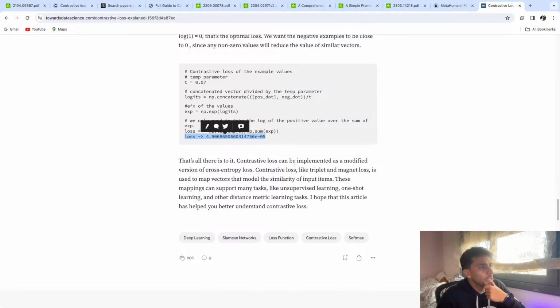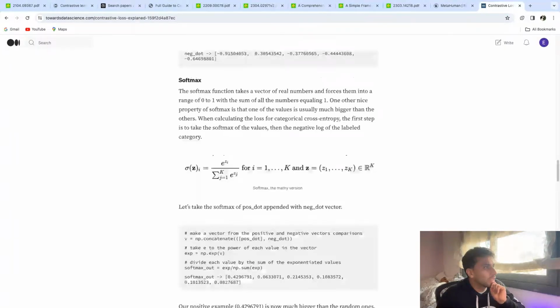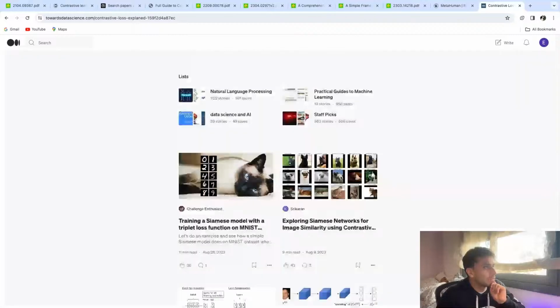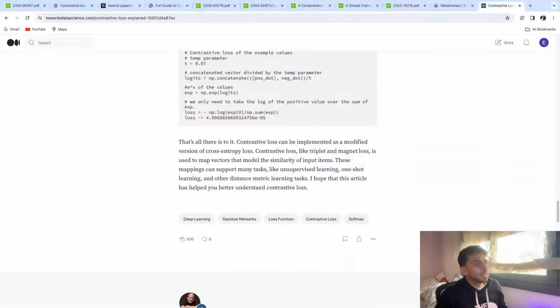So contrastive loss can be implemented as a modified version of cross entropy loss. So now we know, I didn't know this until right now, that contrastive loss is like a derived function of softmax. That is very cool. Contrastive loss, like triplet and magnet loss, is used to map vectors that model the similarity of input items. This mapping can support many tasks like unsupervised learning, and other distance metric learning tasks. I hope that this article helps. Okay, really thanks, guy.